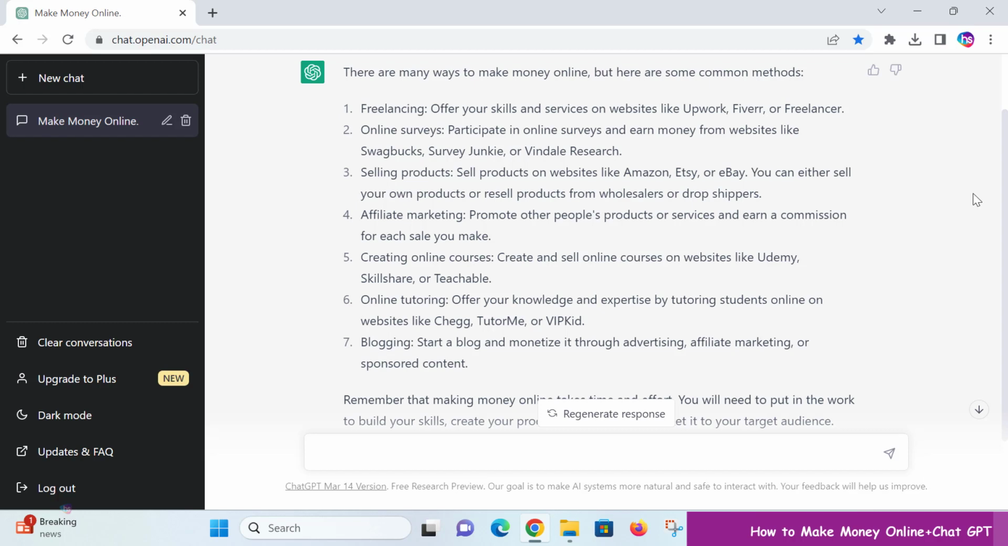Blogging. Start a blog and monetize it through advertising, affiliate marketing or sponsored content. Definitely you can start generating revenue from these.